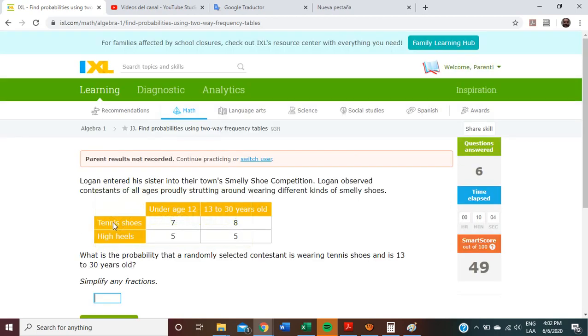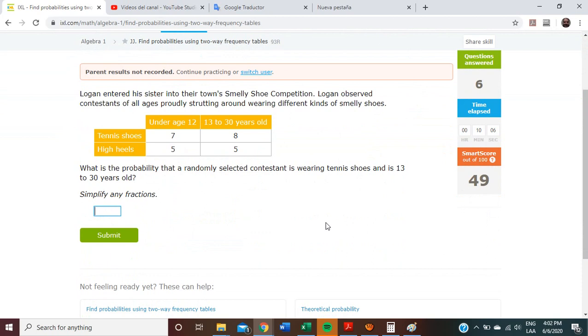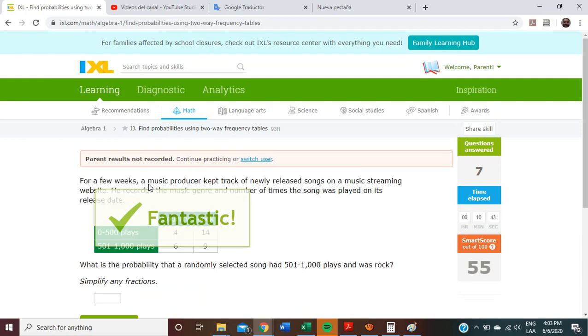Submit. Excellent. All right. Next one, we have tennis shoes and high heels under age 12 and from 13 to 30 years old. So the key words are tennis shoes right here. So in this line is our answer, and 13 to 30 right here. So the answer is 8 out of how many? So 8 plus 7, 15, and 5, 20, and 5, 25. 8 out of 25. Submit.